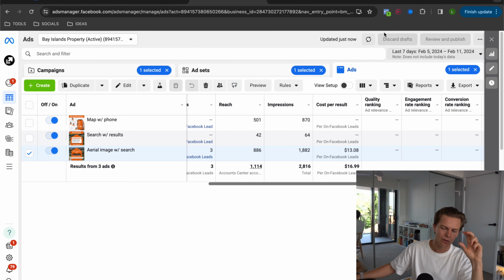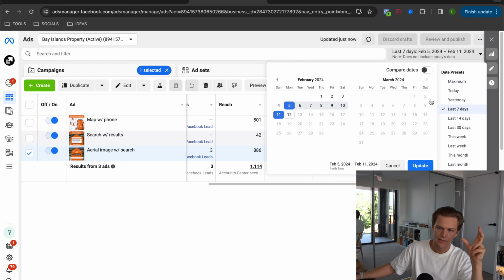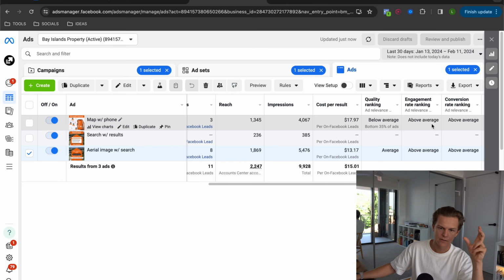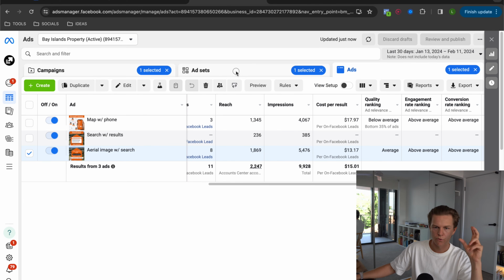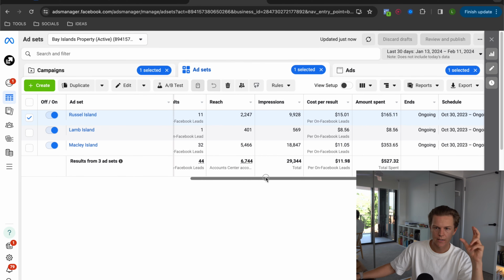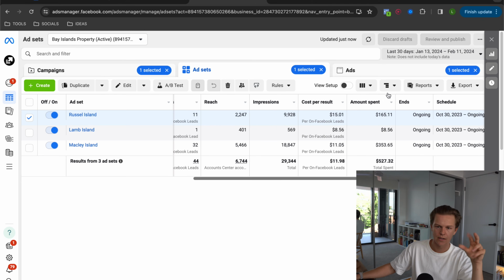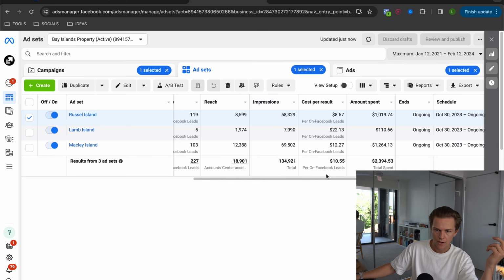So we usually want to be looking at the cost per lead in the past 7 days and in the past 30 days, because that gives us the most accurate read of what the true cost per lead is. So we can see that in the past 30 days, this campaign is getting an $11.98 cost per lead, which is a little bit above what the lifetime cost per lead is.